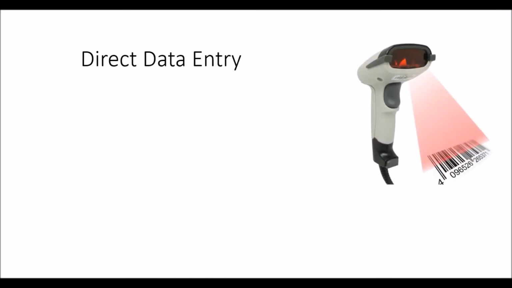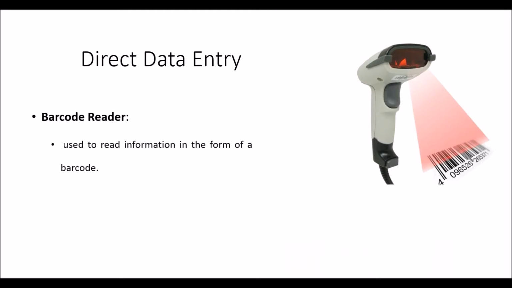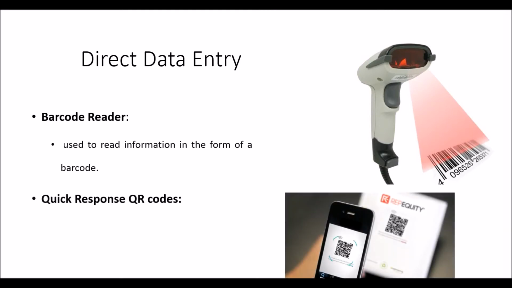Now, another one you're supposed to know is a barcode reader. It is used to read information in the form of a barcode, and this one is the QR code, which stands for quick response. It is made up of a matrix of filled in dark squares on a light background. That's what it does.